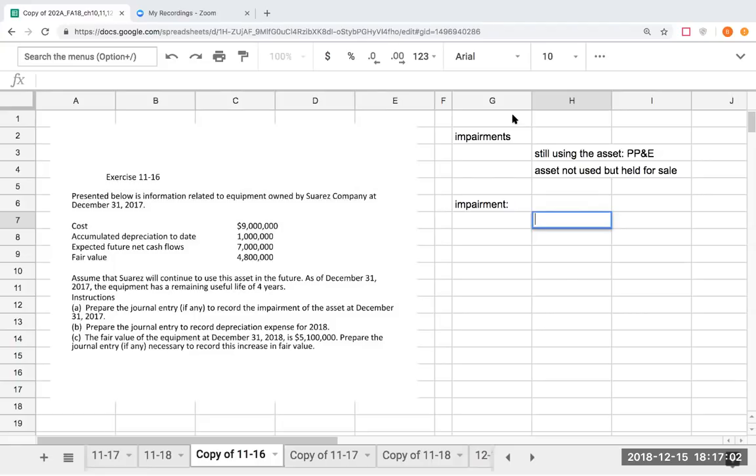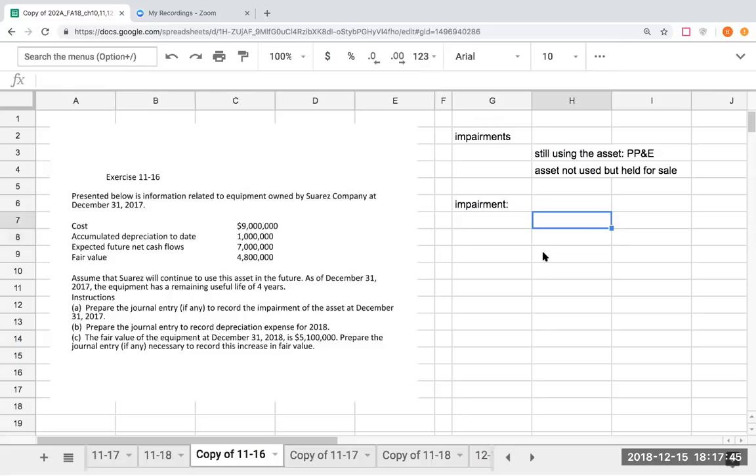At that point, we need to write down the asset to its fair value. And remember, the key thing here is always whether we are continuing to use the equipment. So let's take a look at Suarez Company. This is information about equipment owned by Suarez at December 31st, 2017. The first thing we're given is the cost, then the accumulated depreciation, then the expected future net cash flows, and then the fair value. So is there an impairment of the asset?